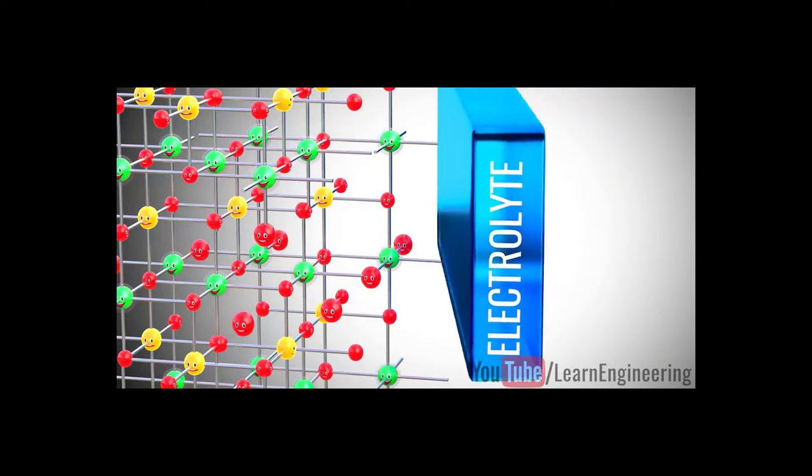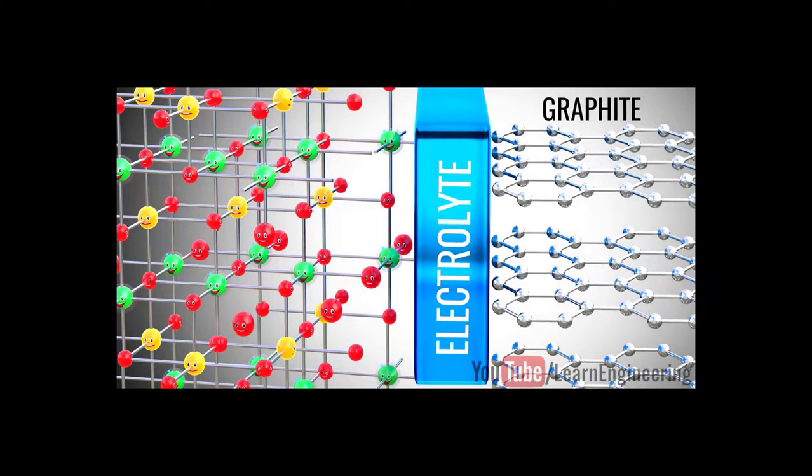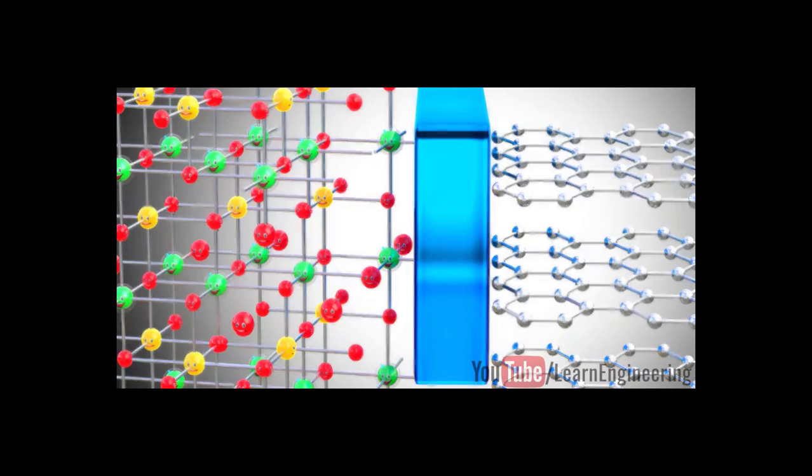A practical lithium-ion cell also uses an electrolyte and graphite. Graphite has a layered structure. These layers are loosely bonded so that the separated lithium ions can be stored very easily there. The electrolyte between the graphite and the metal oxide acts as a guard which allows only lithium ions through.